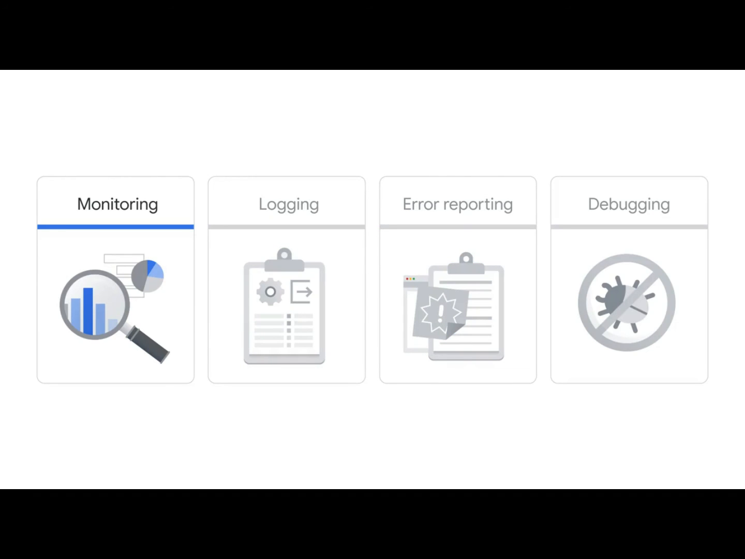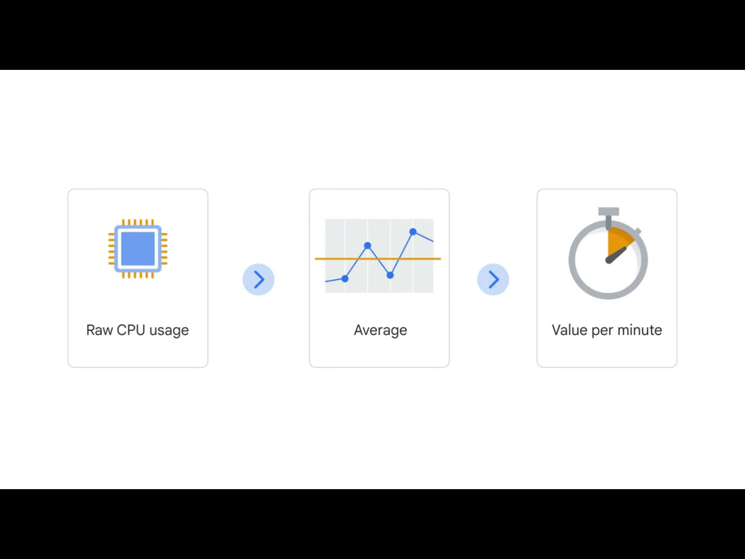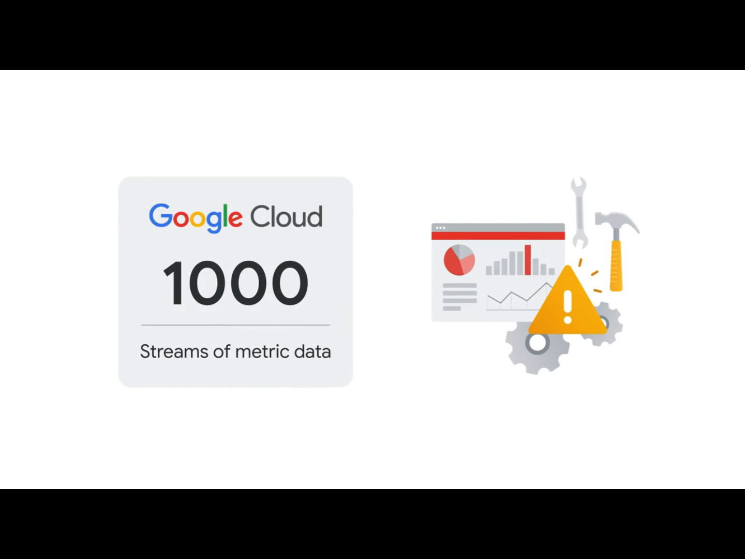When DevOps personnel want to track exactly what's happening inside Google Cloud projects, they often first think of monitoring. As stated previously, monitoring starts with signal data. Metrics take measurement and use math to align those measurements over time. For example, it might be taking raw CPU usage measurement values and averaging them to produce a single value per minute. Google Cloud, by default, collects more than 1,000 different streams of metric data, which can be incorporated into dashboards, alerts, and several other key tools.